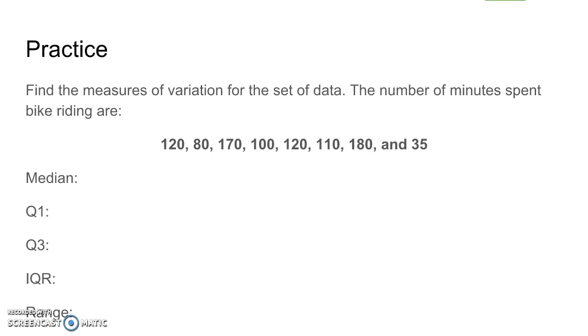Okay, find the measures of variation for the set of data. The number of minutes spent bike riding are, and they've given us a list. So first I need to find the median. I know I have to put them in order from least to greatest.